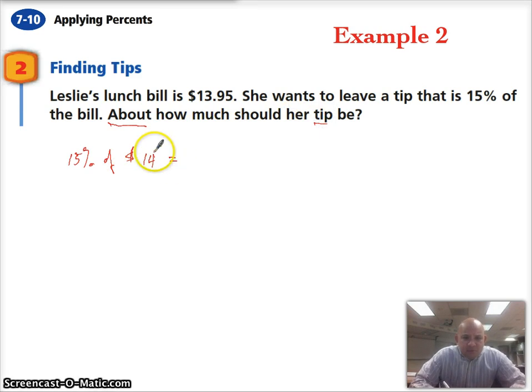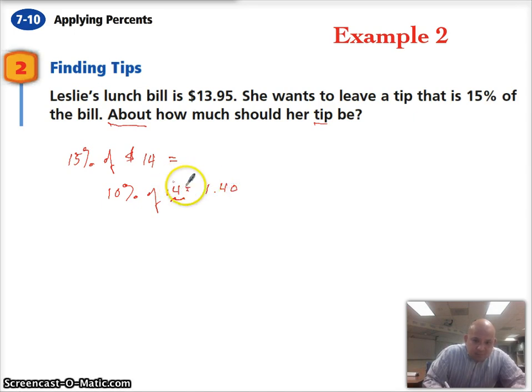In doing so, I'm going to first take 10% of 14. 10% of 14 is moving the decimal place over 1. That's $1.40. And then I'm going to take 5% of 14, because 10% plus 5% equals 15%. Now I know 5% of 14 is half of this amount, so that's 70 cents. Half of $1.40 is 70 cents.